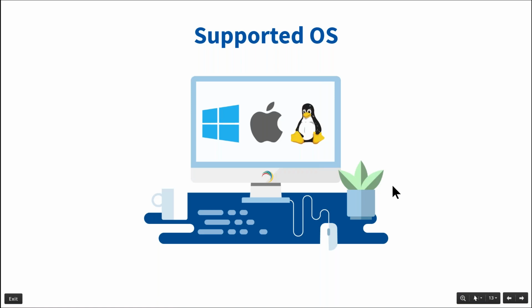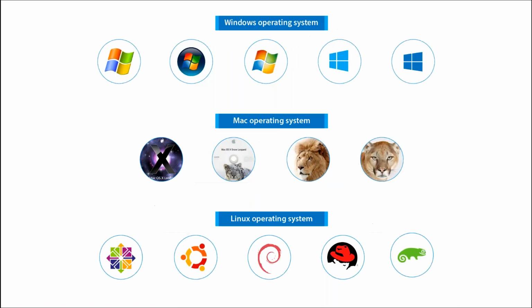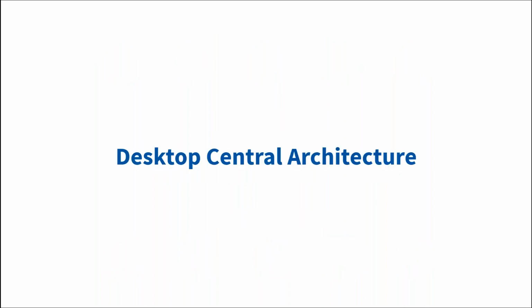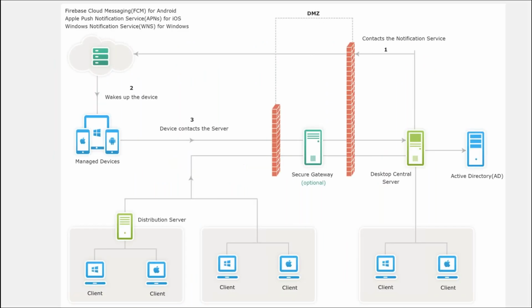Next, the supported operating systems. Desktop Central supports all three major operating systems: Windows, Macintosh, and Linux. So here are the versions of each. Let's have a quick look at the architecture of Desktop Central as well. Desktop Central is an on-premises solution, and it is also a client-server based application. So agents should be installed on each and every machine. So here's the architecture diagram.